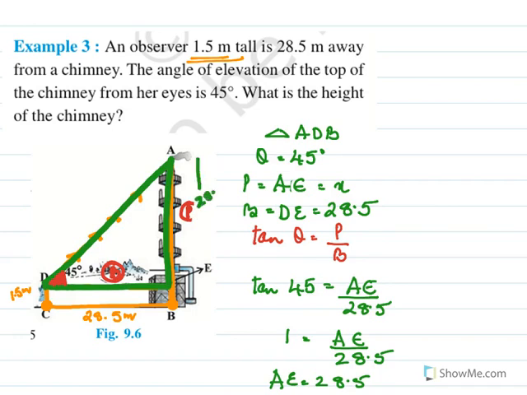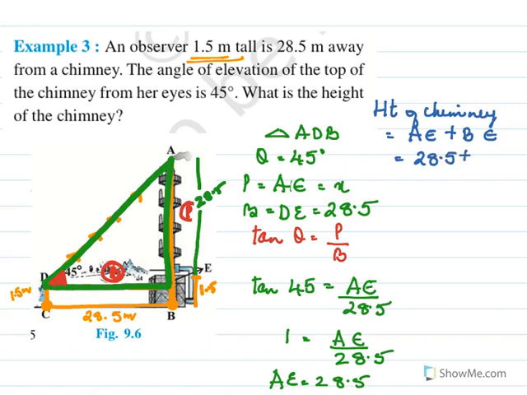This is 28.5 till here, and this little part from here to here is 1.5. Therefore the height of the chimney will be AE plus BE. AE is 28.5 and BE is 1.5, so that comes to 30 meters. So the height of the chimney is 30 meters.